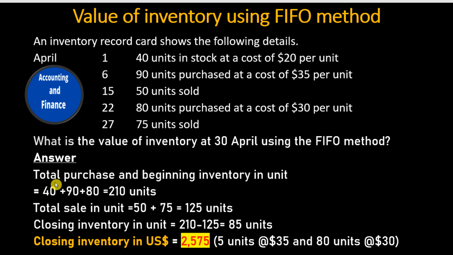Answer: total purchase and beginning inventory in units equals 40 plus 90 plus 80 equals 210 units. Total sale in units equals 50 plus 75 equals 125 units. Closing inventory in units: 210 minus 125 equals 85 units.